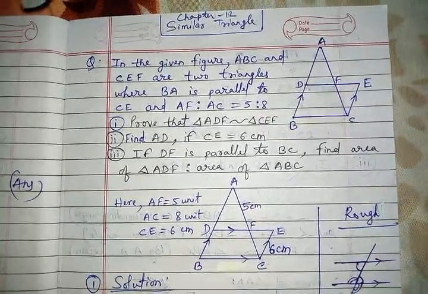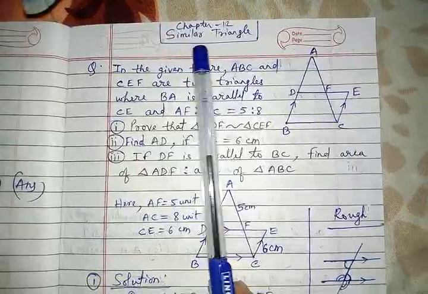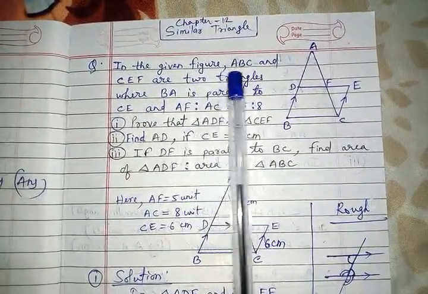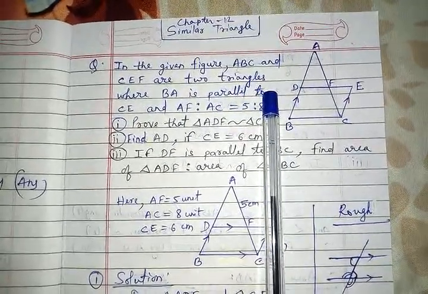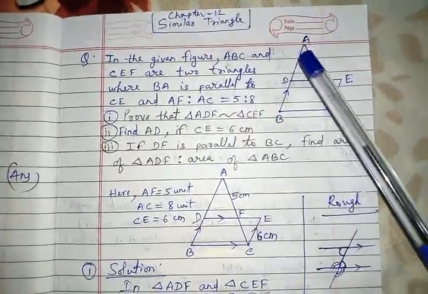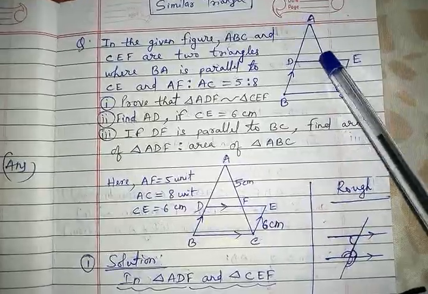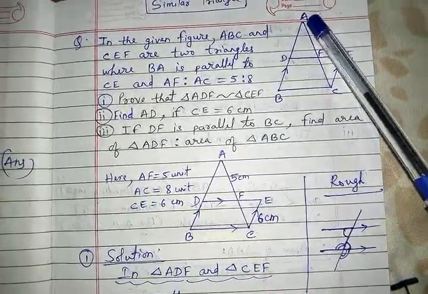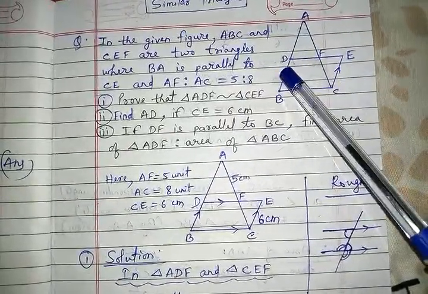Class 10 children, today again I will discuss a new question from the chapter Similar Triangles. So let us begin. In the given figure, ABC and CEF are two triangles where BA is parallel to CE. You can see ABC is one triangle, and CEF is this small triangle here, and in this triangle AB is parallel to CE. You can see the symbol of parallel also here.